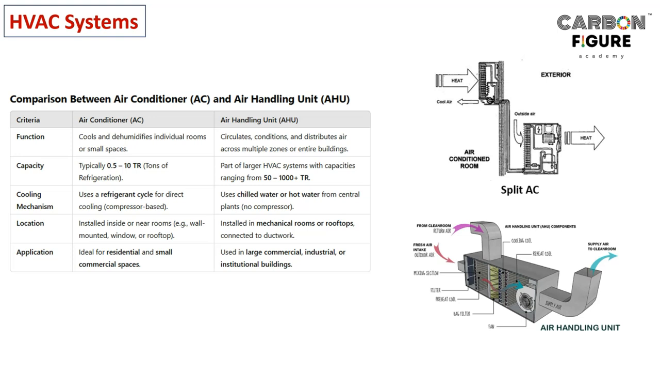So in terms of the air conditioner and air handling unit, we can understand the difference like this: an air conditioner just cools and dehumidifies individual rooms or small spaces, whereas an air handling unit circulates, conditions, and distributes air across multiple zones or entire buildings. Which means AC is small, AHU is a somewhat larger concept, right? Capacity-wise, typically an air conditioner is 0.5 ton to 10 tons, whereas air handling units may have capacities from 50 to 1000 plus tons.